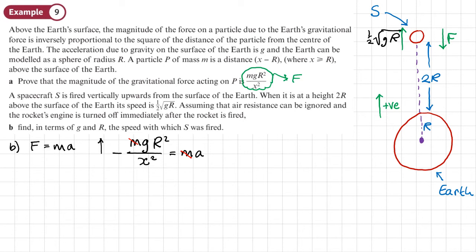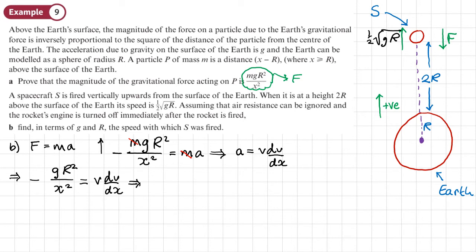And then since we want to find the speed at which it was fired, we want to replace a with v dv/dx, because then we've got velocity and we've got distance, which is what we've got here, and then we can separate out the variables. So we'll do that now. So what I've got now is minus g r squared over x squared is equal to v dv/dx.